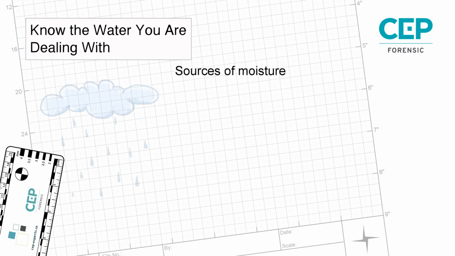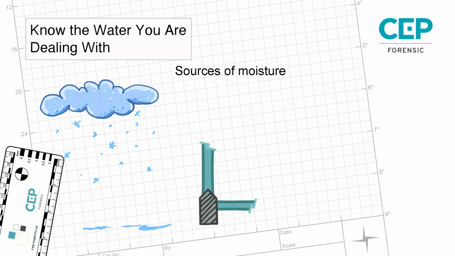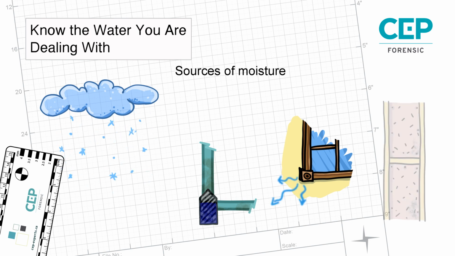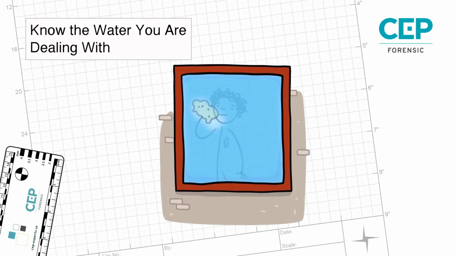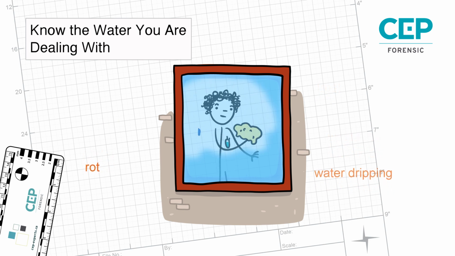Sources of moisture include rain or melting snow, capillary action from liquid or vapor in the ground, air leakage through the building enclosure, and moisture built into the envelope from construction materials. Common damage related to condensation includes staining, mold, frost, icicles, wet areas, water dripping, rot, and odors.